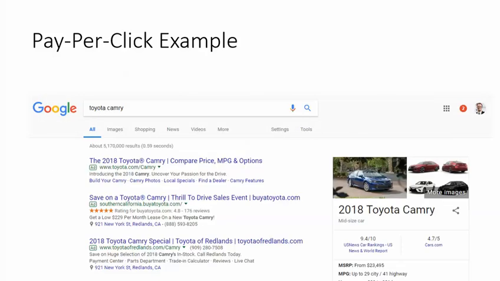The biggest example of that is Google. Google AdWords is a pay-per-click platform. In this case, when Toyota is advertising, they are not advertising per view. They don't pay for the amount of views here. They pay for the action or the click. And so they'll only pay when that ad is clicked.